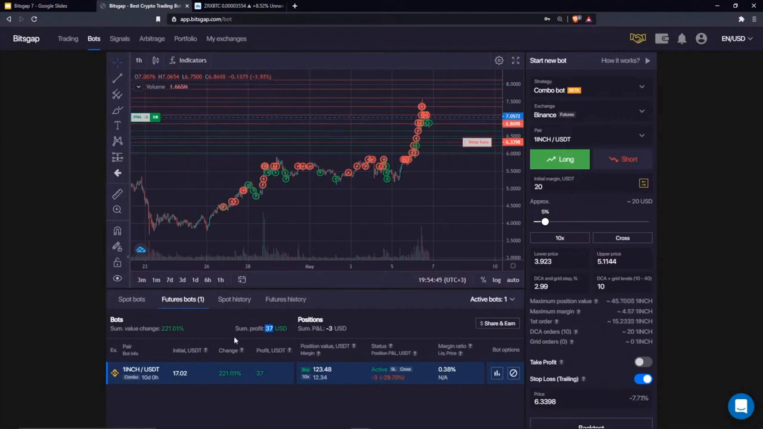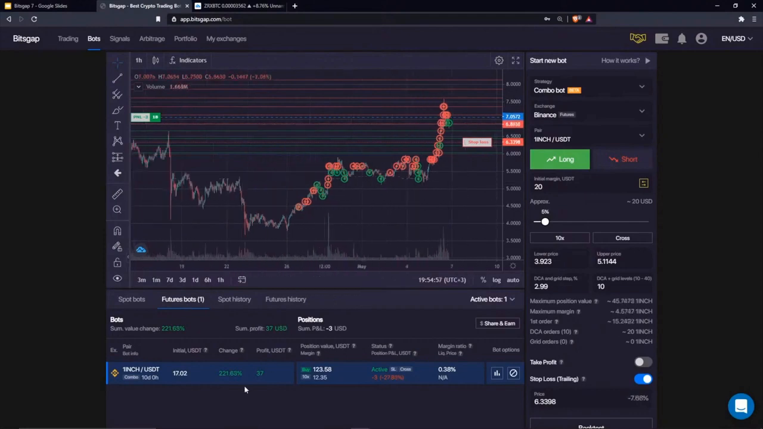Don't get confused with other metrics. As far as your sum profit is positive, you are doing just great. As you see the sum profit negative, then you are doing bad in that case. So far so good. You see my initial investment was $17. That's my initial margin. It's initial risk exposure.